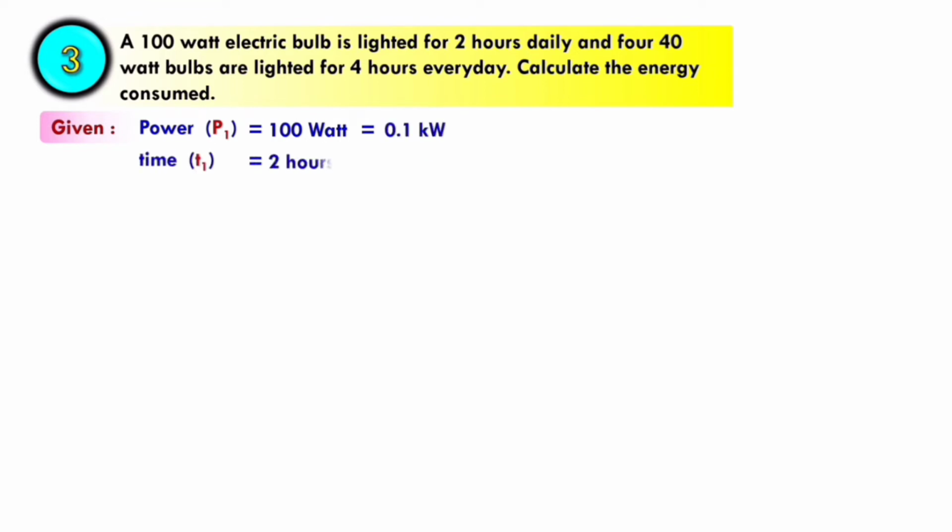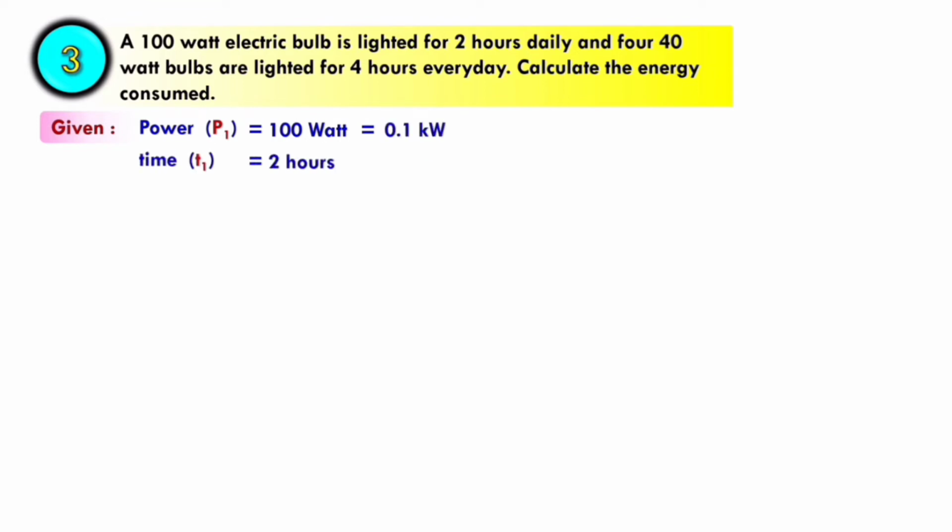Move to question number 3. A 100 watt electric bulb is lighted for 2 hours daily and 4 40 watt bulbs are lighted for 4 hours every day. Calculate the energy consumed. So there are two powers given. So we will write power P1 equal to 100 watt. Convert it into kilowatt. So we will get 0.1 kilowatt.